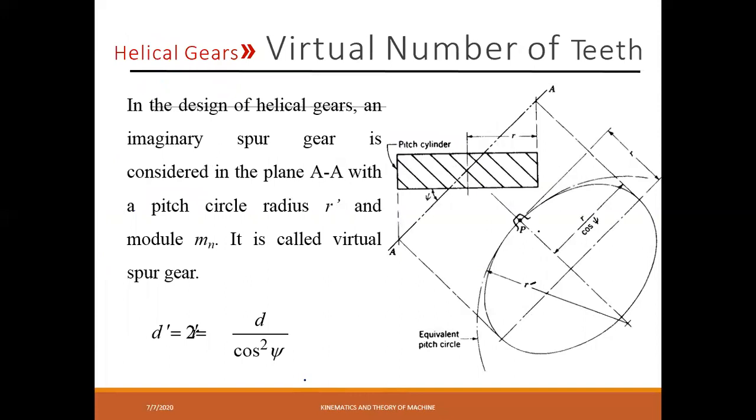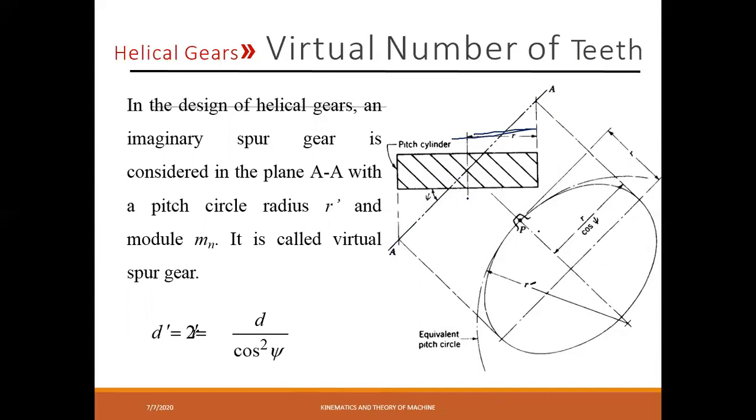In the design of a helical gear, an imaginary spur gear is considered in the plane AA with a pitch circle radius r' and module mn. It is called the virtual spur gear, right? So d' is equal to 2r', right? The diameter is always double. So the equation is d' equal to d upon cos square psi. In this plane A, if we take an imaginary spur gear, then it has the pitch circle radius r', right?